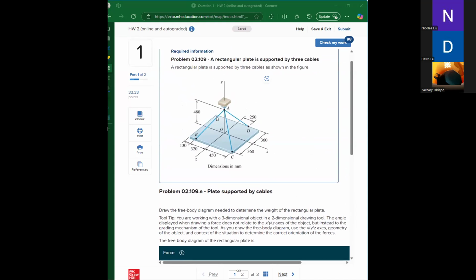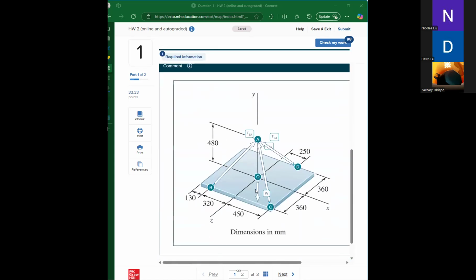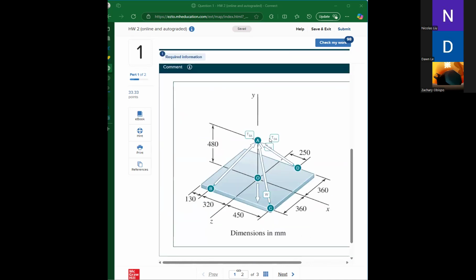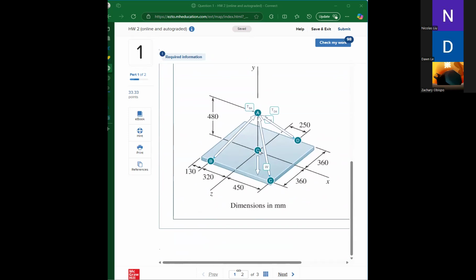And we have point B, point C, and point D, which is R, pointing toward point A because it's supporting the weight of the plate itself. So it's pointing toward point A to support what the weight is down here. And that's how I kind of drew the free body diagrams. And that's about it.